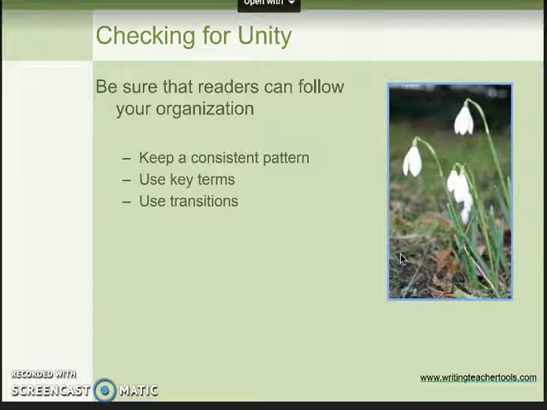Okay, just a couple of points then with unity. Keep your consistent pattern, use key terms, and don't forget about transitions. So transitions are crucial, and make sure you guys check out that document that I have on Writing Teacher Tools about using transitions, and it's just a whole pile of different transitions that you can use to help develop your essay.